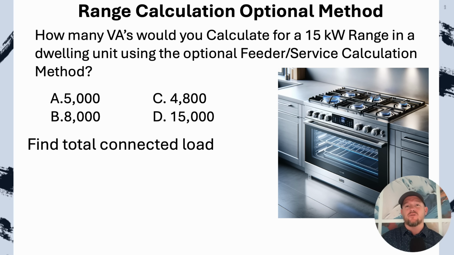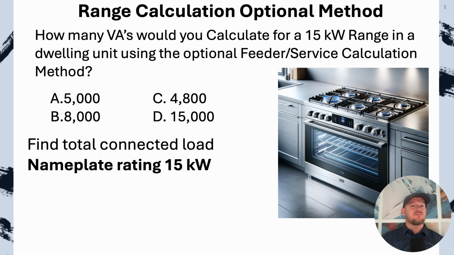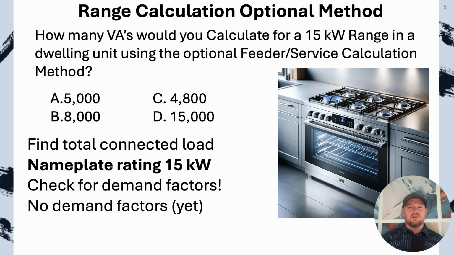Step 1, find our total connected load. In this case, we just take the nameplate rating. Now we check for demand factors, and there are none yet at this portion. None of this business of figuring out how many you are past 12, doing all these multipliers, forget about it. Don't need any of that. We just total it up and we select D.